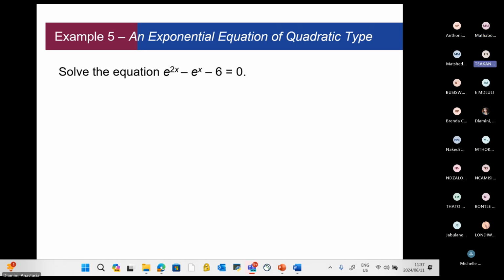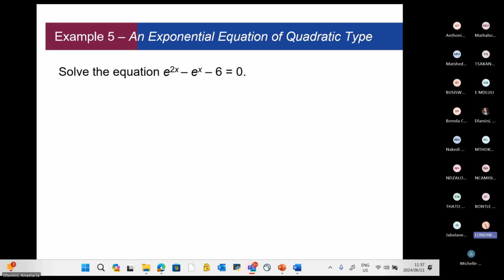Okay. So I'm saying my x is equal to ln 6. Guys, I just want to be sure of something. There is no law that can combine e to the power of 2x minus e to the x, right? Like an exponential law or something.